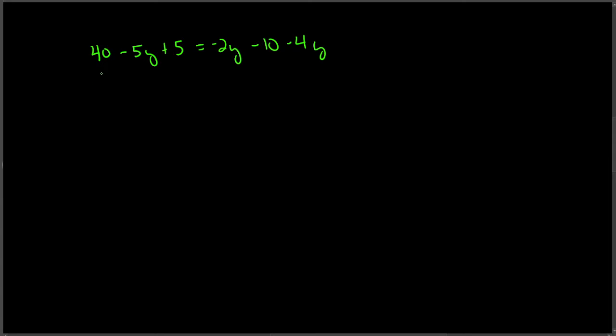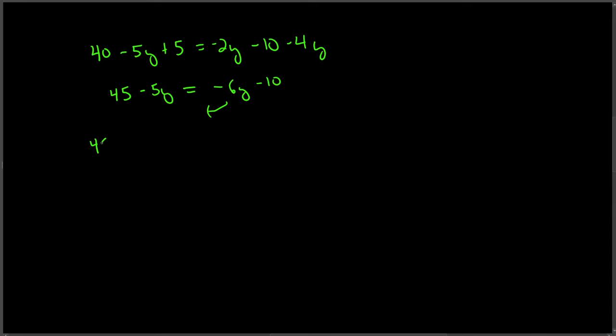All right, I'm going to simplify both of these expressions before I move anything across the sides. So 40 plus 5 is 45, and I still have a minus 5y here. So I simplified the left-hand side. Negative 2y and negative 4y is negative 6y. All right, again, I want to go to the bigger value of y, which happens because negative 5 is bigger than negative 6. So I'm going to be moving my y's this way.